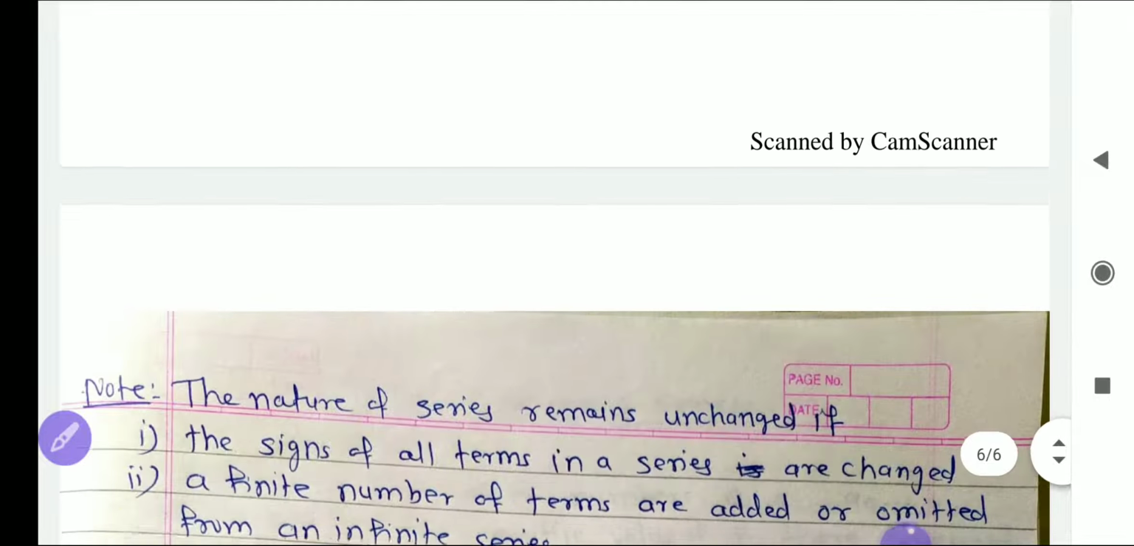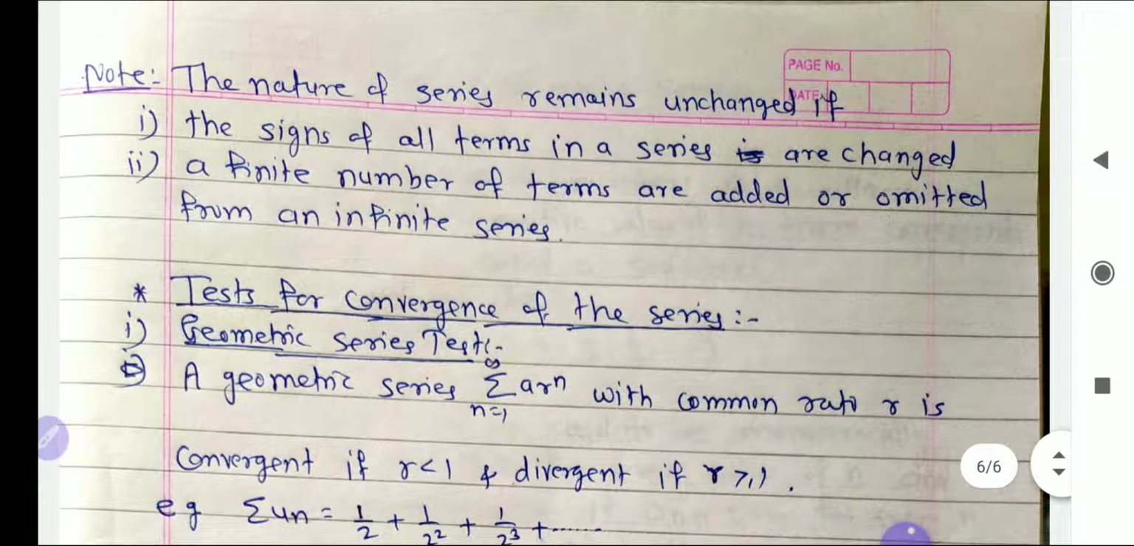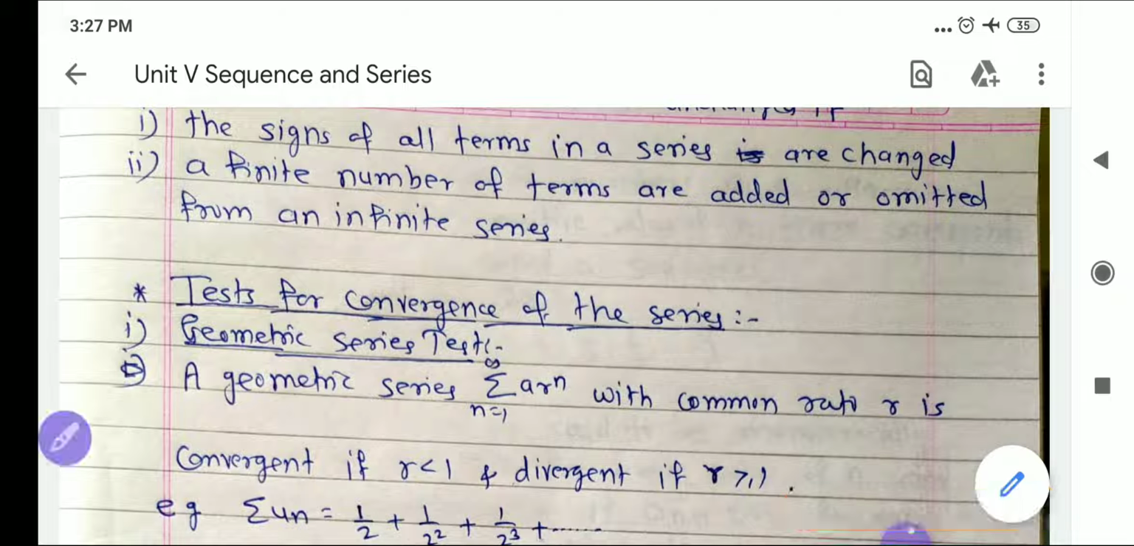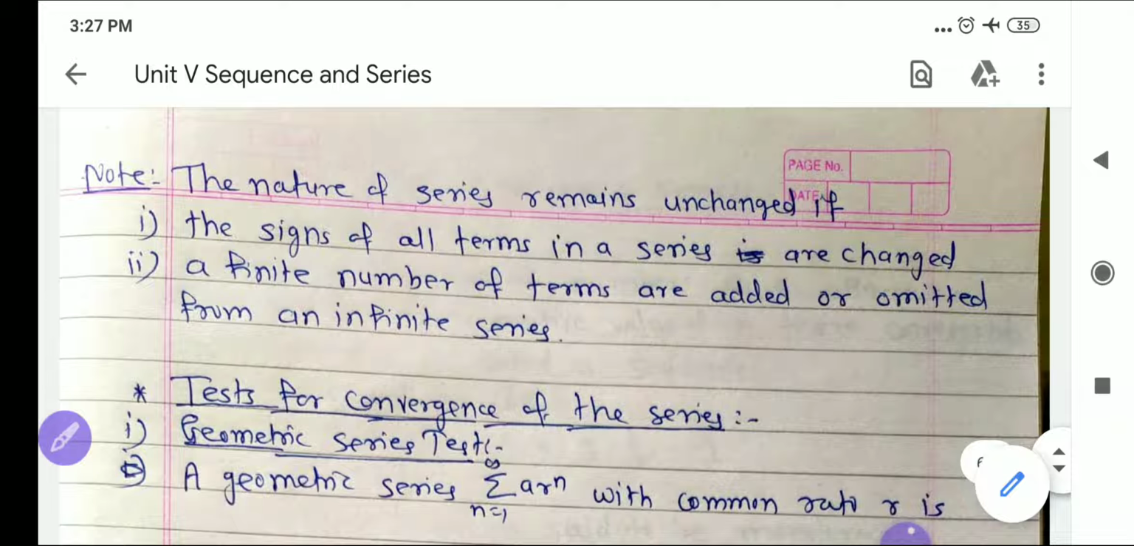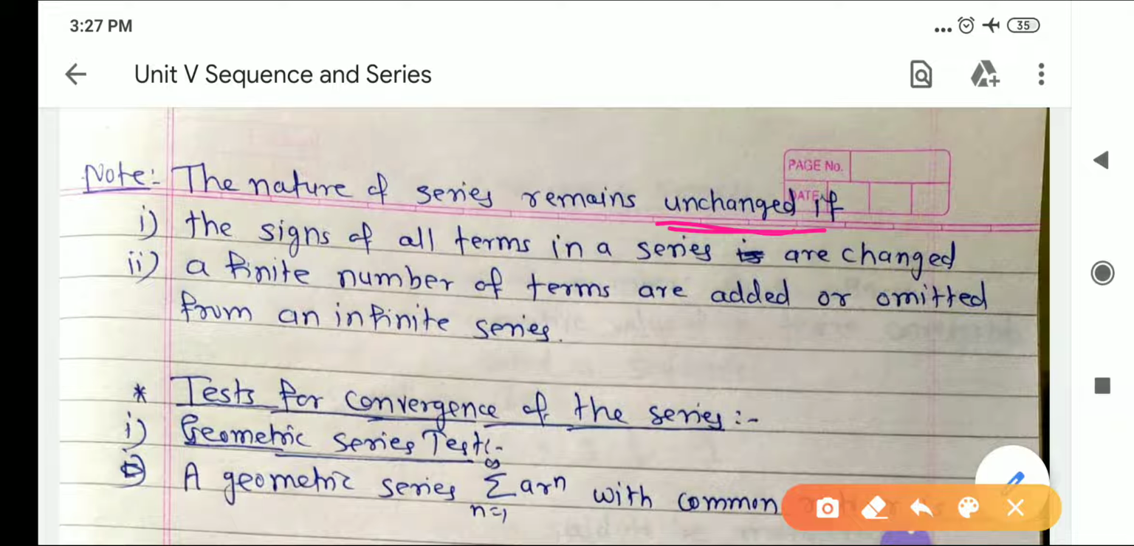Next, there are some theorems. The nature of series remains unchanged, and this is very important, if the sign of all terms in a series is changed. Suppose a positive term series is given; if you multiply that series throughout by a minus sign, the nature of the series remains unchanged. Means convergence and divergence are not affected at all even if we change the sign of the whole series. Second one is a finite number of terms.